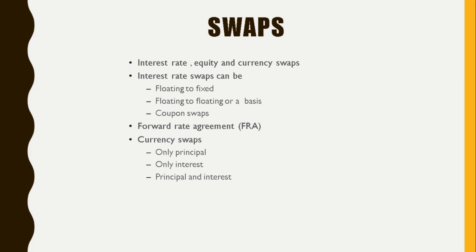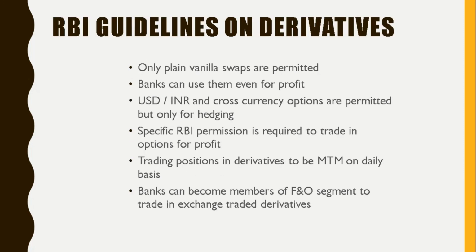Swaps: interest rate, equity, and currency swap. Interest rate swaps can be floating to fixed, or floating to floating on a basis. Coupon swaps. Now, forward rate agreement. Currency swaps: only principal, only interest, principal and interest.